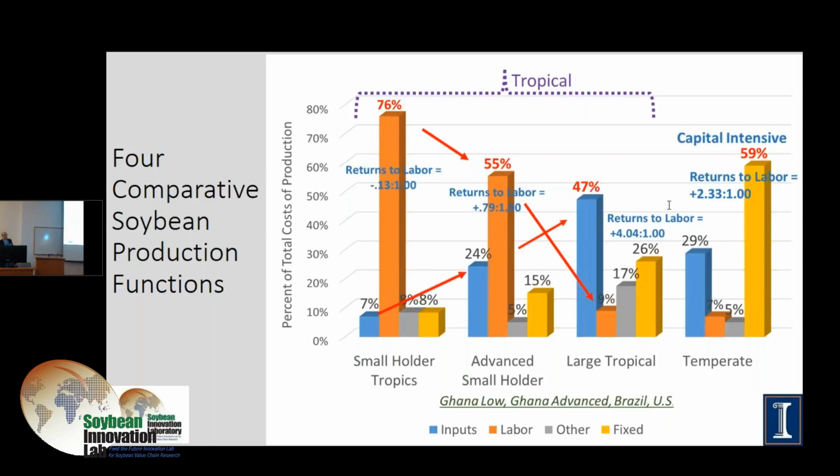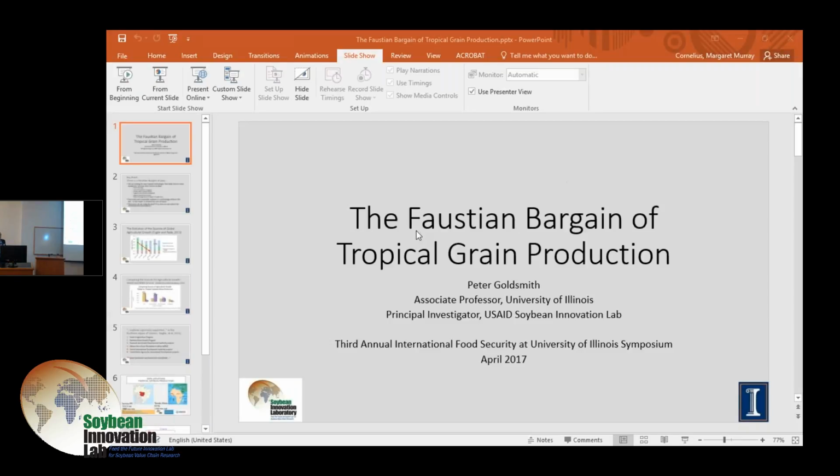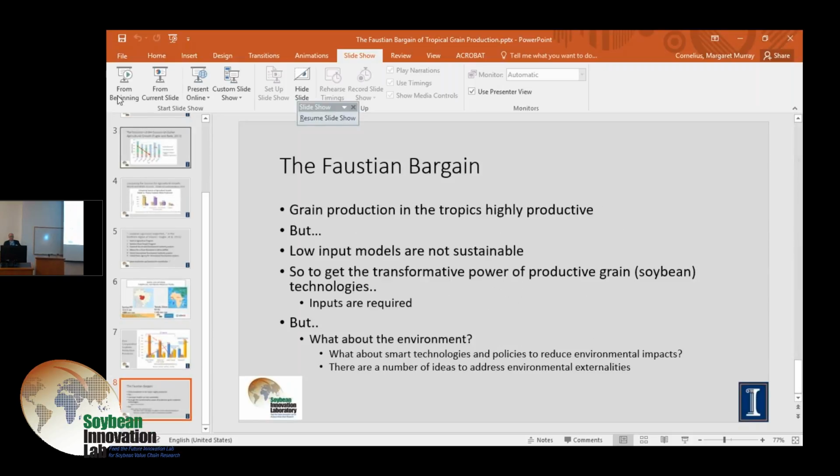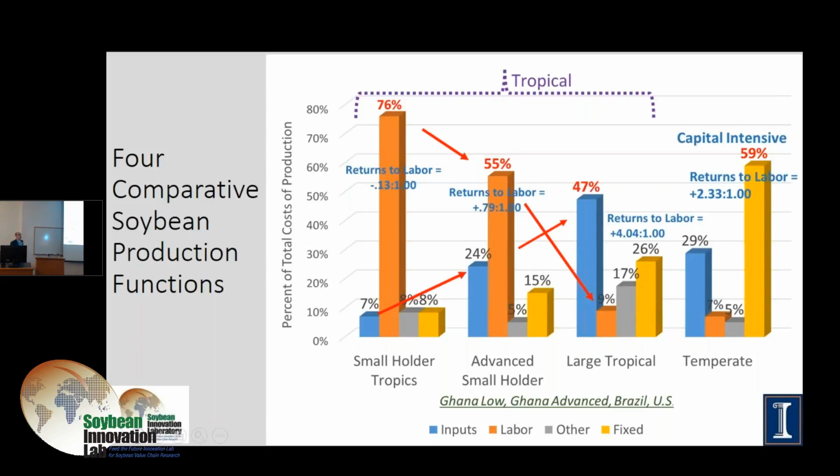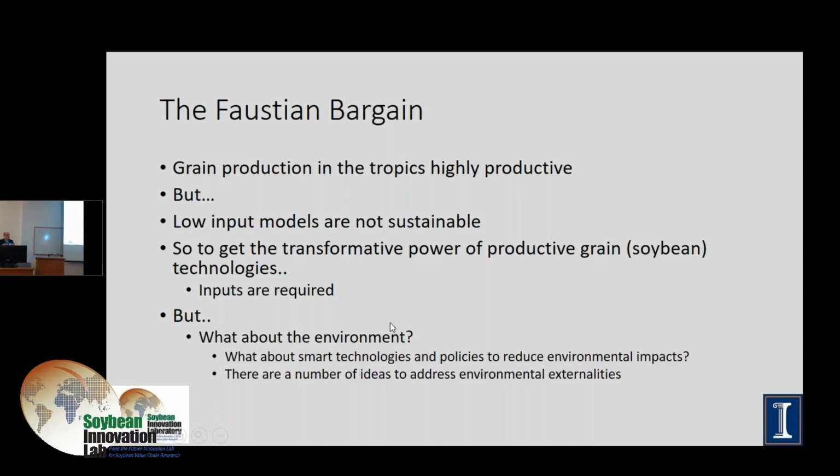So grain production in the tropics, highly productive. But the low input models are not sustainable. So to get the transformative power of productive grain technologies, inputs are required. And then what about the environment? What about smart technologies and policies to reduce environmental impacts? And often in our funding and so forth, there's a disconnect here. We would argue needs to be integrated. And there are a number of ideas to address these environmental externalities. And so that's, you know, something for discussion. We certainly want to hear from colleagues, other colleagues from Woods Hole and so forth, about how to address this bargain. So with that, I'm all set.